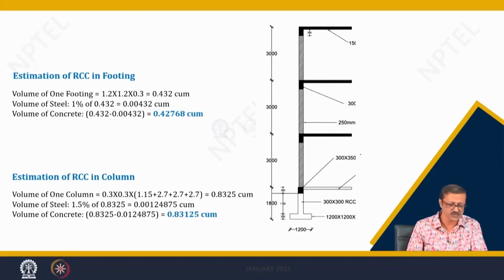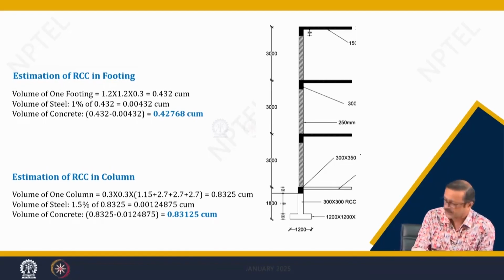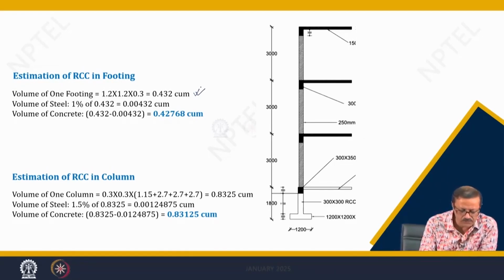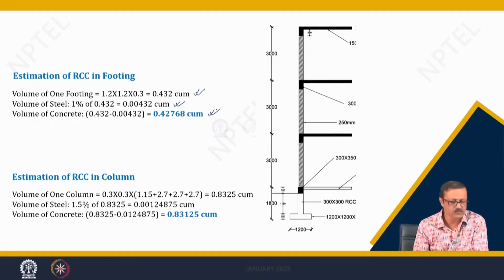So, first I found out the volume of the footing, 1.2 by 1.2 by 0.3, and then 1% of the steel. So, every time I did that, I first found out the overall volume, and then the percentage of steel gives me how much steel there is, and then I deduct that from the whole volume, and I get the volume of the concrete. Similarly, I do it for the RCC column. So, total length, and then I deducted the beam size and all, and then the total length of the column, and then I calculated the volume of each column, the steel and the concrete.